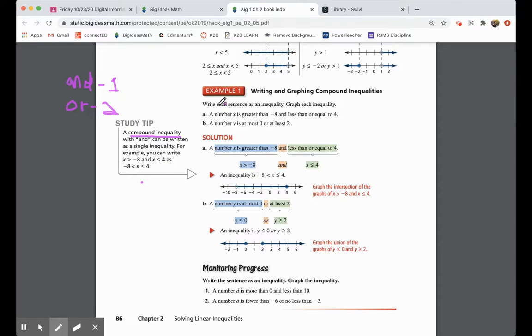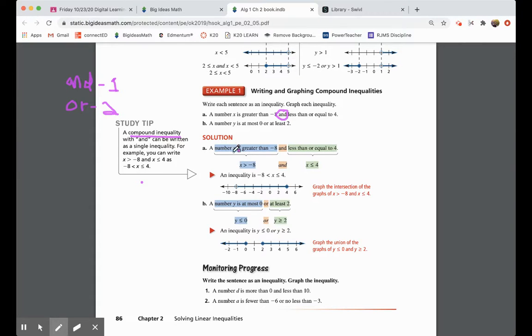Now we'll talk about this. The first part, we're going to write each sentence as an inequality and then graph that inequality. A says a number x is greater than -8 and less than or equal to 4. Right off the bat, we see the word "and." We'll first set it up separately, but then we'll have to go back and combine it into one inequality. So a number x is greater than -8, which means x is greater than -8. Then we have that word "and."